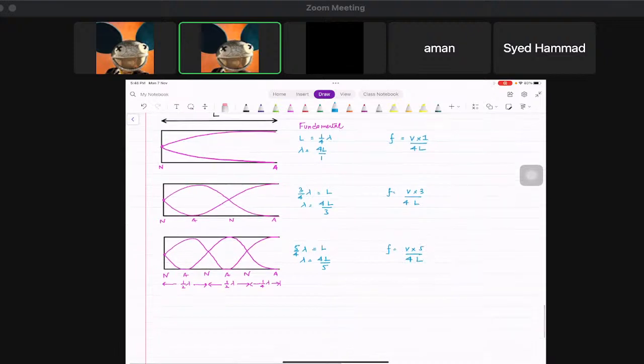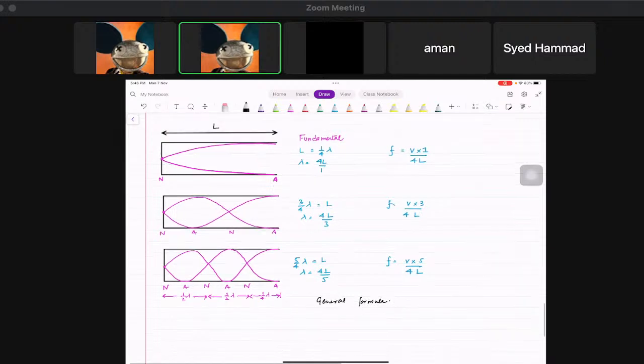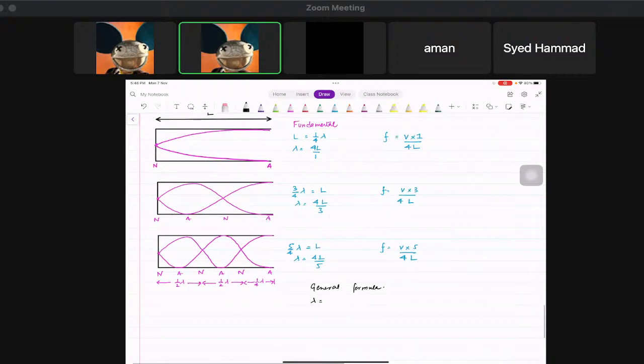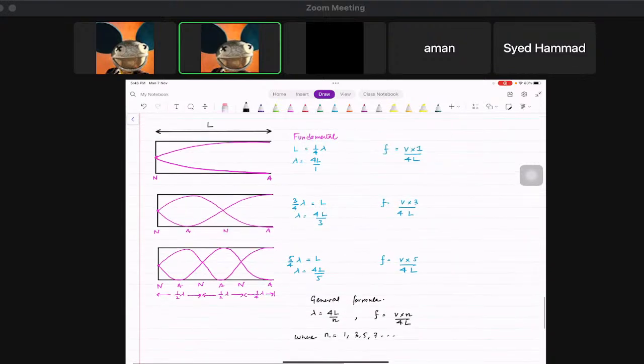So now for one end open and one end closed, our general formula can be stated as lambda equals 4L by n and frequency equals V times n over 4L, where in this one n, the number of harmonics, are odd numbers like 1, 3, 5, 7 and so on. You guys get my point? Okay.